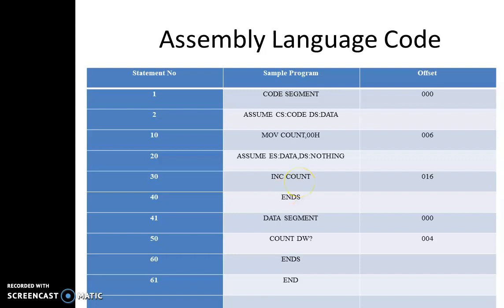Now, this is a sample assembly language code for 8086. If we see, we have the statement numbers over here. We have the sample program and we have the offset over here.